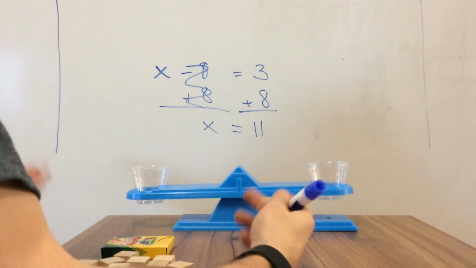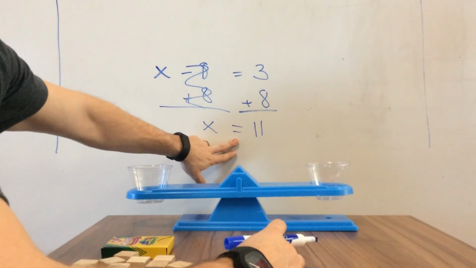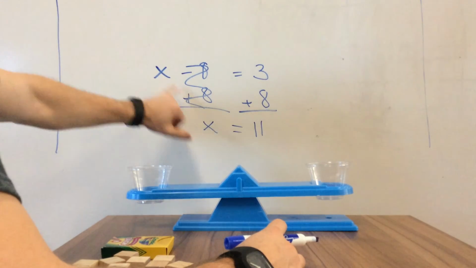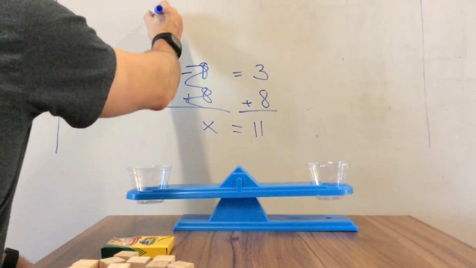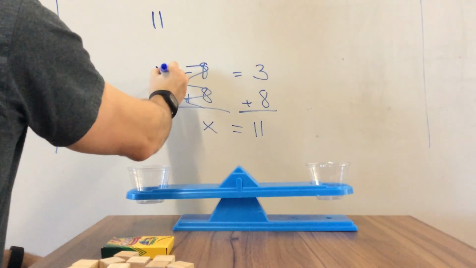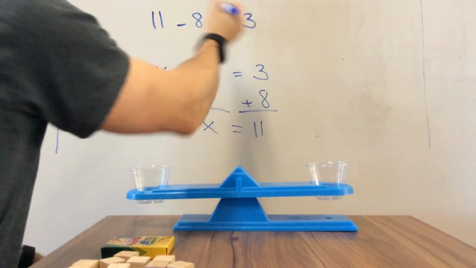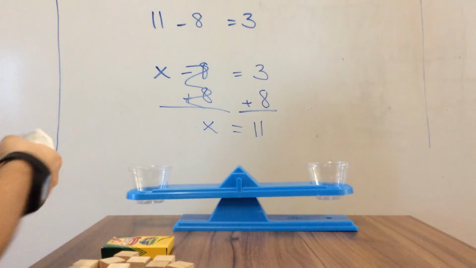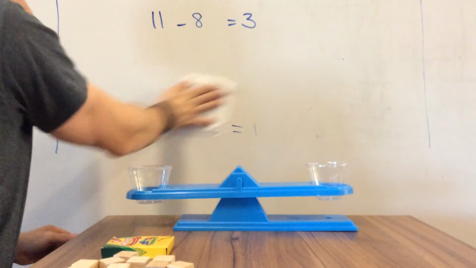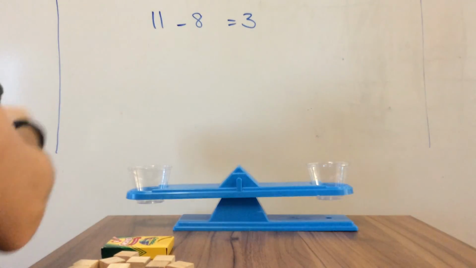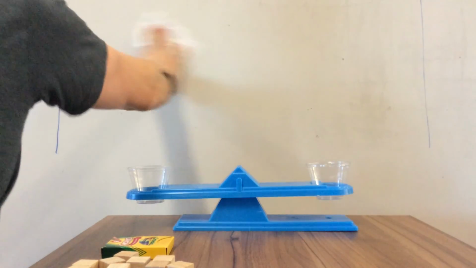To prove it, take this and plug it back in. Where I used to have x, I'm going to substitute in 11. And I'm just going to make sure it's true. Is 11 minus 8 equal to 3? And I sure hope that, even though you've been gone for a while, you haven't forgotten that 11 minus 8 is 3. So you're good.